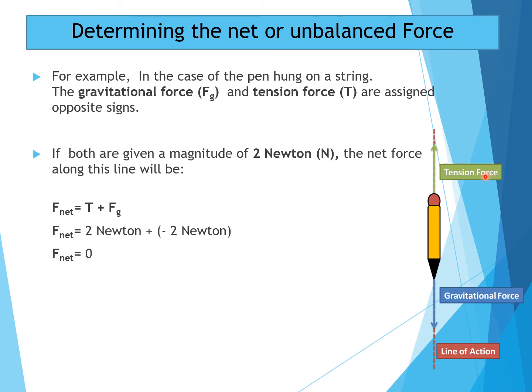Since tension force and gravitational force are in opposite directions, we are going to use opposite signs. Let us have positive 2 Newton for the tension force, and negative 2 Newton for the gravitational force. 2 Newton plus negative 2 Newton, the result will be 0. Now, what does this mean?